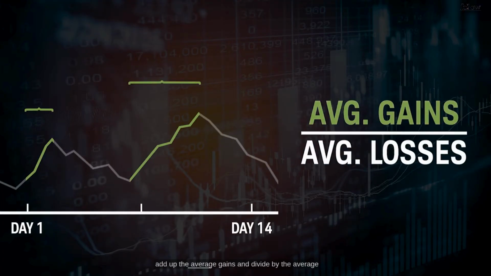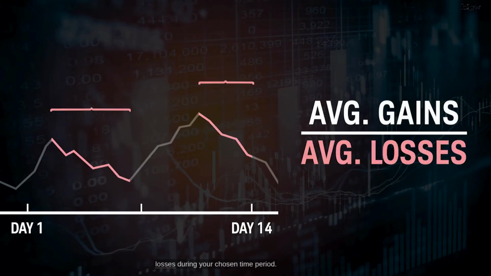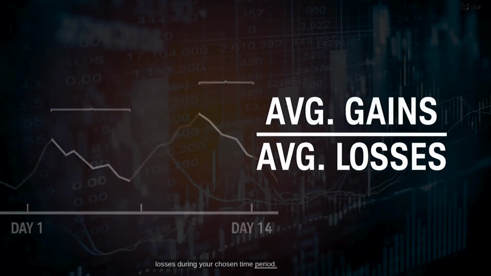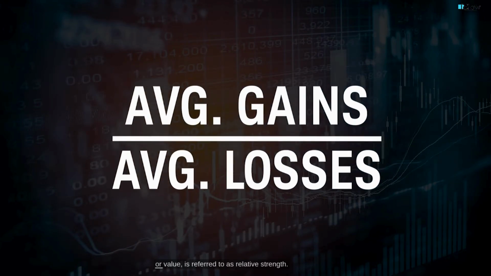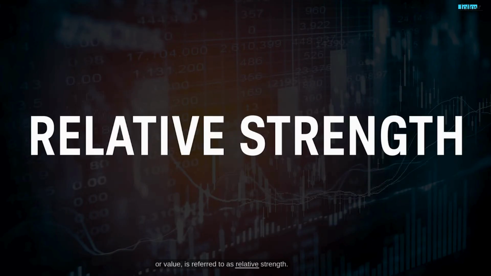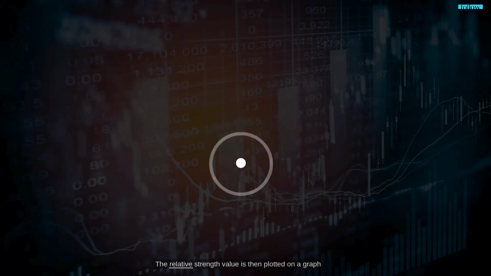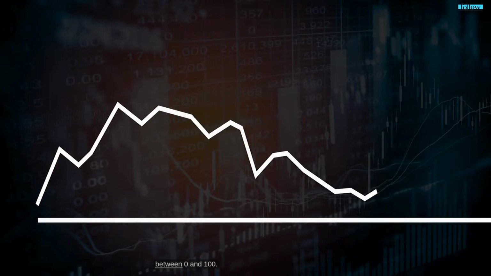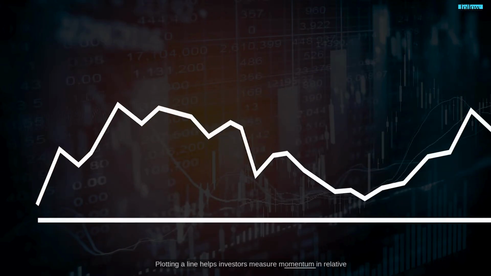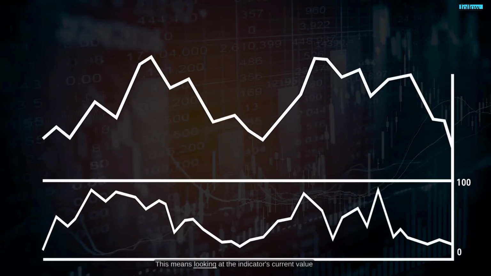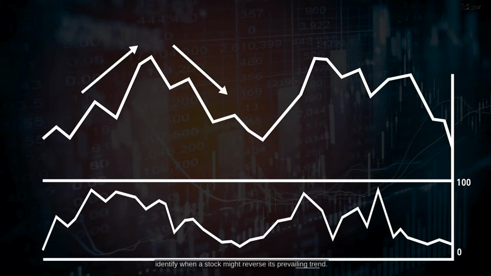Next, add up the average gains and divide by the average losses during your chosen time period. The calculation solution, or value, is referred to as relative strength. The relative strength value is then plotted on a graph between 0 and 100. Plotting a line helps investors measure momentum in relative terms, which means looking at the indicator's current value in relation to past values. This comparison may make it easier to identify when a stock might reverse its prevailing trend.